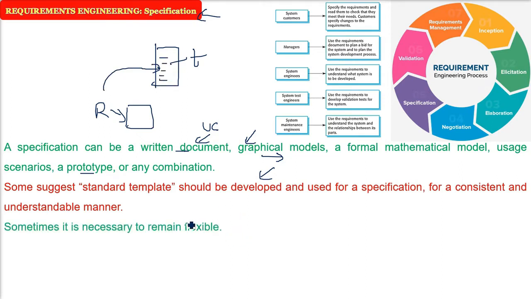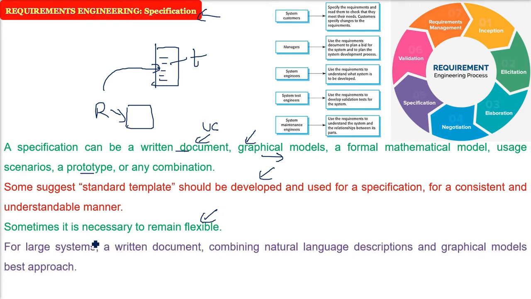Sometimes we need to be flexible with these requirements, the specification. What I'm trying to suggest here is, if the system or the software is large, for example, if you get a project of 20 crores or 100 crores, you have to write a document. You have to combine natural language description, so that the user can understand and you can also understand, and you can add it with the graphical models also.